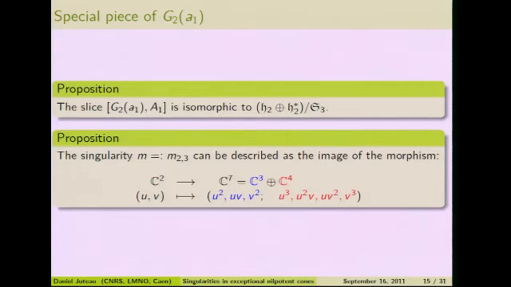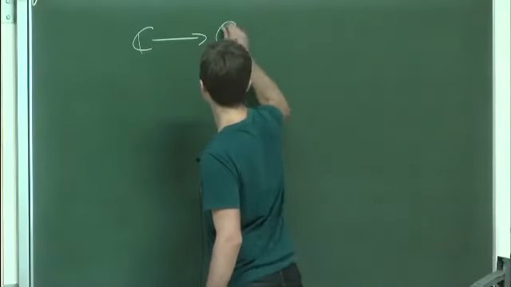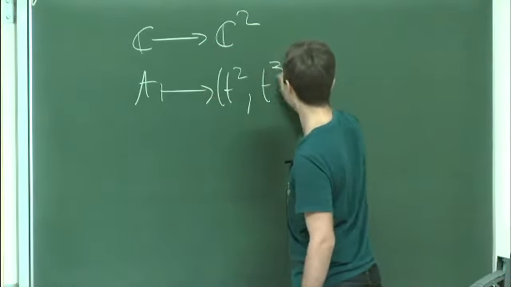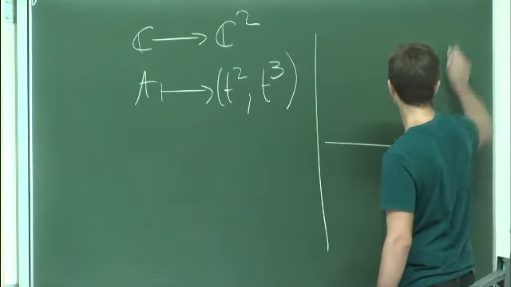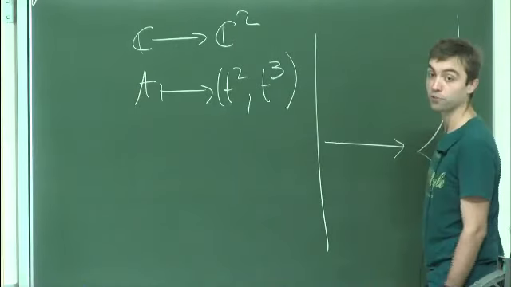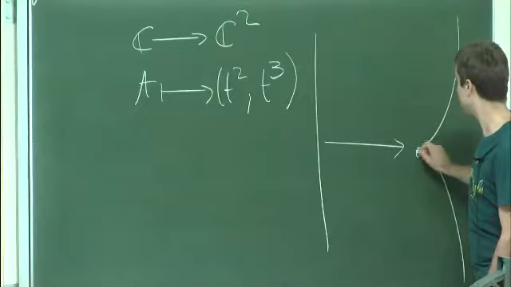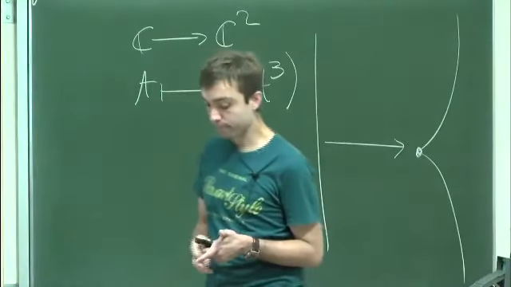So actually, it's not so horrible. If I divide the dimensions by 2, you have a well-known example. If you go from C to C2, to T you associate T squared, T cubed. You send a line to a cusp curve, which is not normal, and this is a normalization. So it's the same kind of thing.